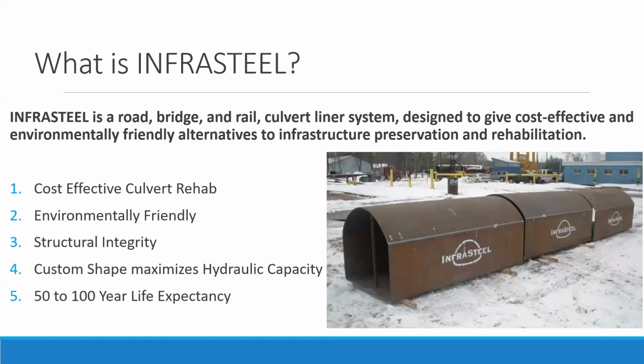Fourth, its custom shape would maximize hydraulic capacity. So matching the shape of the original structure, InfraSteel provides the maximum hydraulic capacity possible and limits the amount of necking down required for an effective slip line. And with a friction coefficient of 0.012, smooth wall steel also provides a greater flow velocity when compared to corrugated metal or concrete. And finally, that we're delivering on a 50 to 100 year life expectancy.